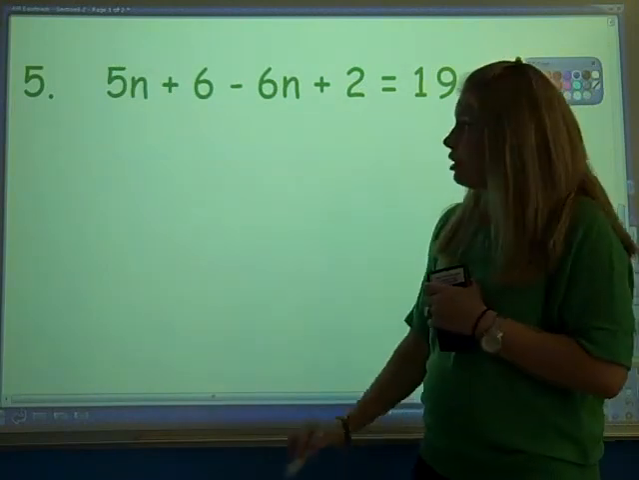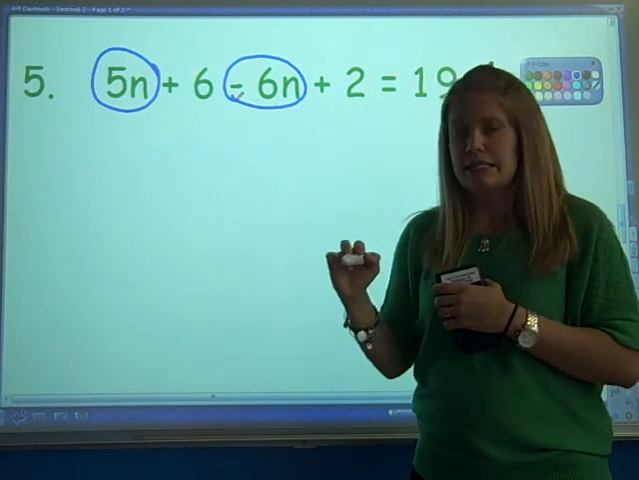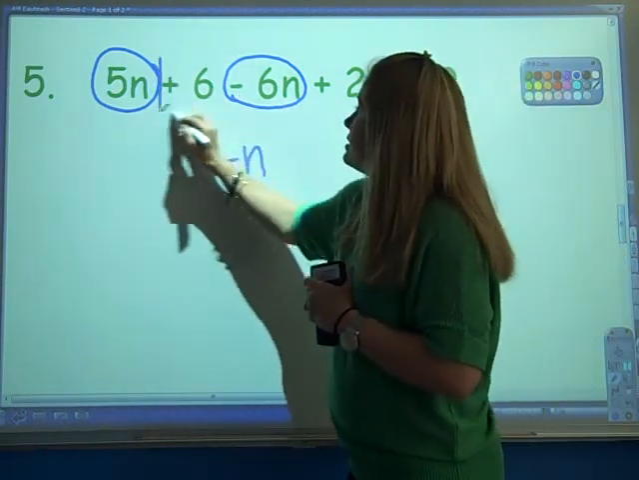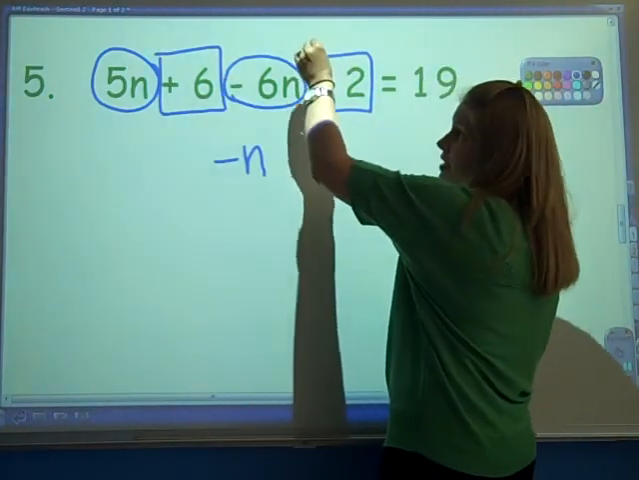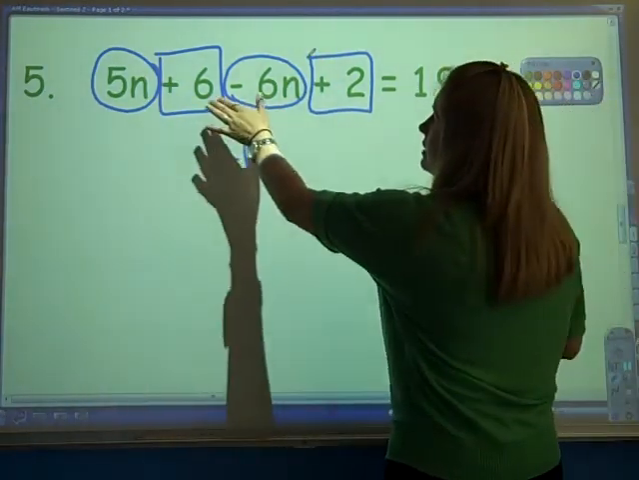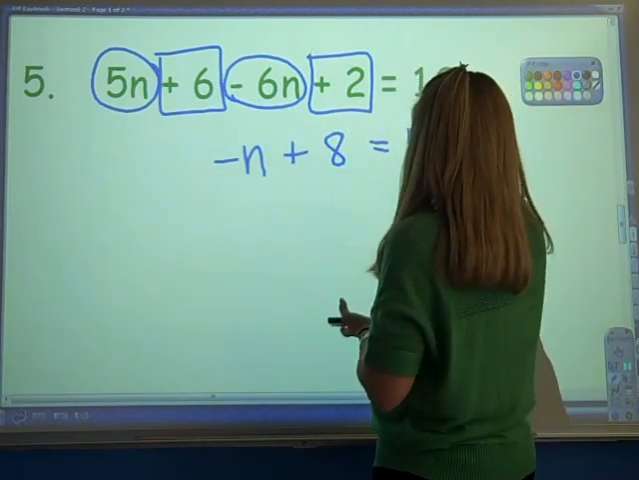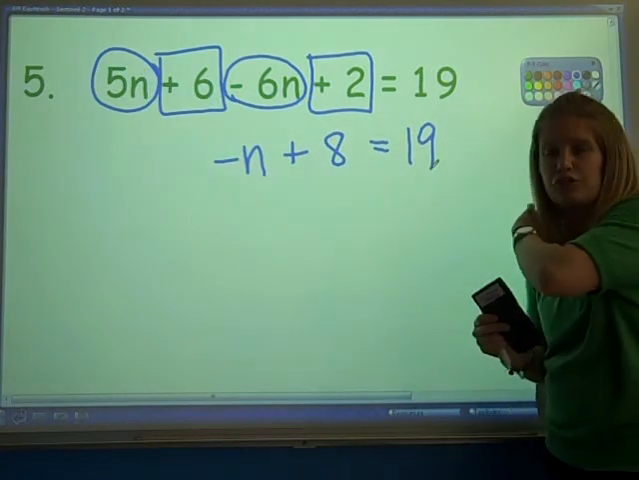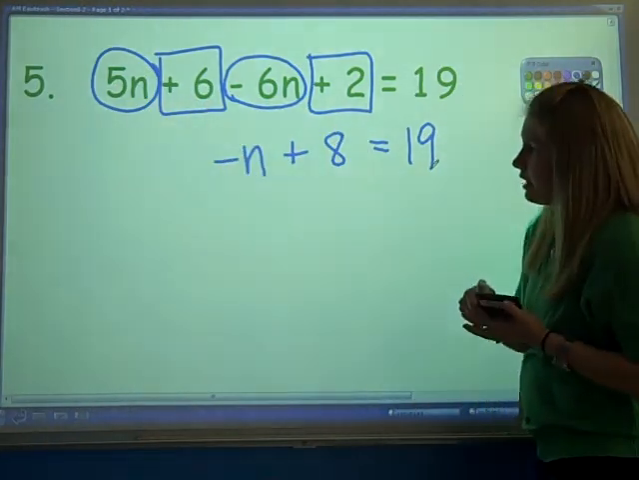Put together your like terms. 5n and a minus 6n. 5n's take away 6n's will be a negative 1n or negative n. 6 and 2, they're on the same side of the equal sign, so you can just put them together. You can't put the 19 with it because it's on the other side of the equal sign. 6 and 2 are 8 equals 19. The only way you can put these numbers together is when you're taking the opposite of each other. If they're on the same side of the equal sign, you're just putting them together like we did like terms.